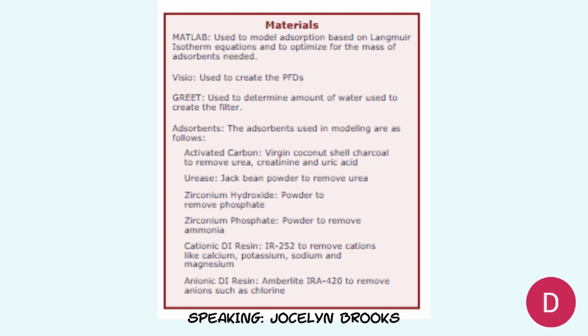Finally, we have our two water polishers. We have a cationic DI resin and an anionic DI resin. Both of these are from Amberlite. The cationic DI resin is an Amberlite IR252. This removes all the cations, like calcium, potassium, sodium, and magnesium. Finally is our anionic resin, which is the Amberlite IRA420, and this removes all of our anions, such as chlorine.